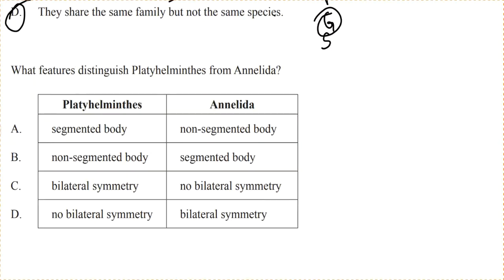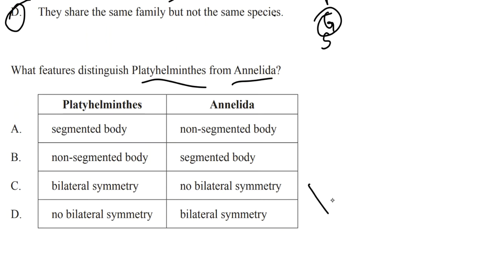What features distinguish Platyhelminthes from Annelida? I believe they both have bilateral symmetry, so we can get rid of these options. I believe Platyhelminthes do not have a segmented body. Annelida are like earthworms, and I know for a fact that they have those ridges that sort of segment them, so B might be correct.